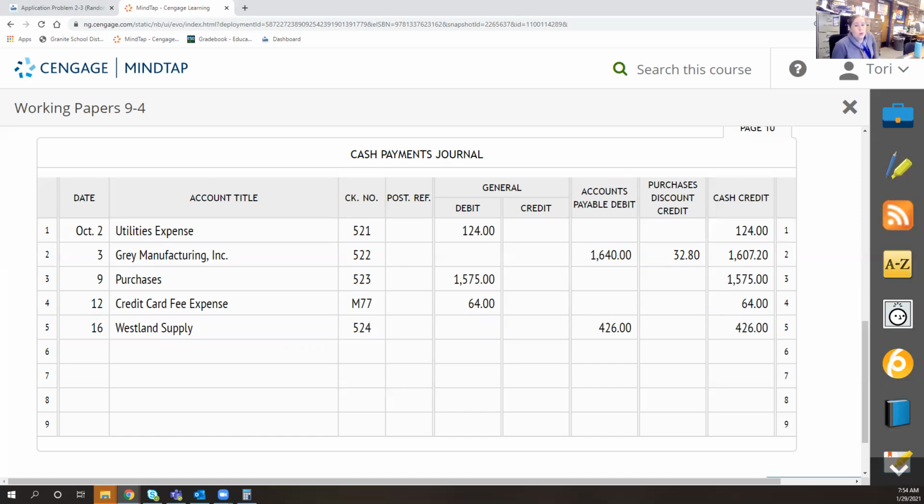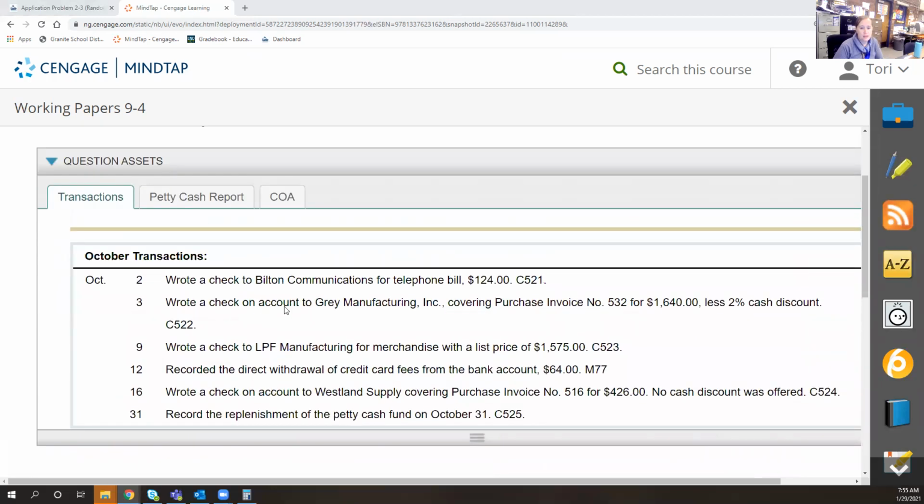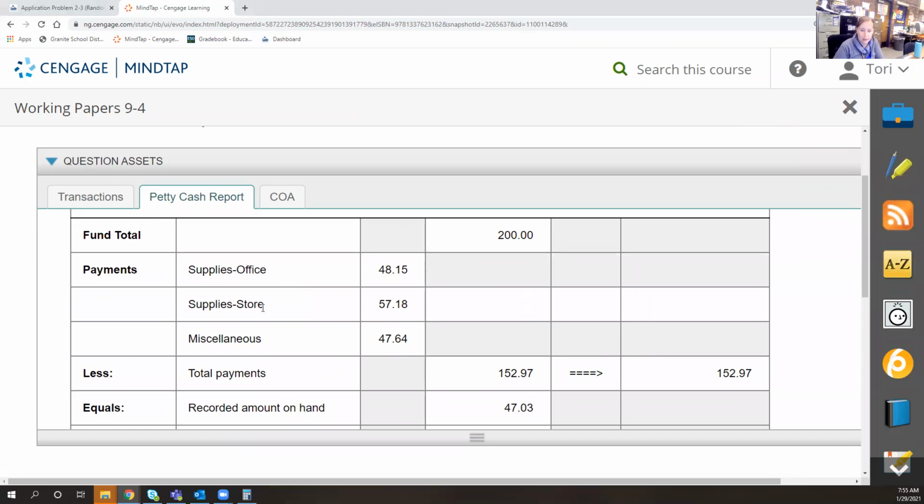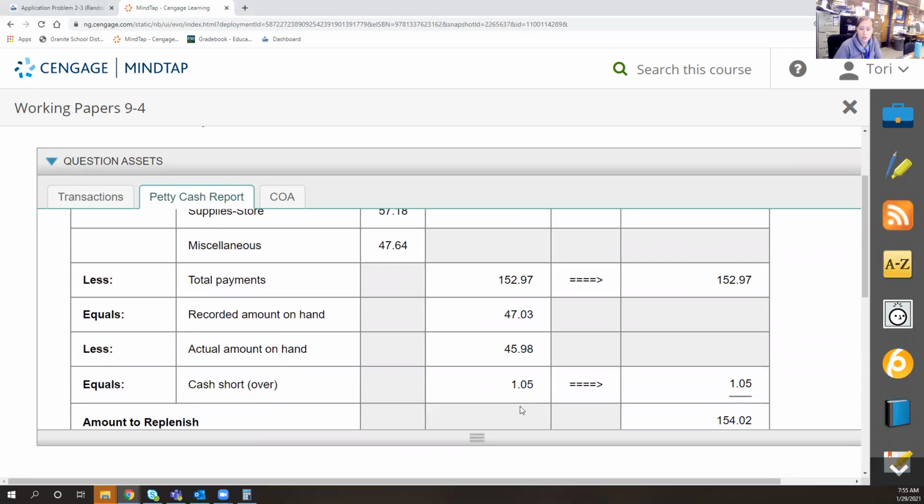Now, this next one, we're going to have to go back to what we kind of learned in a chapter clear back, it was petty cash. We're recording the replenishment of the petty cash on October 31st. Now, on this one, you're going to have to go to your petty cash report to find out what you need to record. You need to record the supplies to the store, and miscellaneous as well. Also, if we are cash short and over, we need to record that as well.